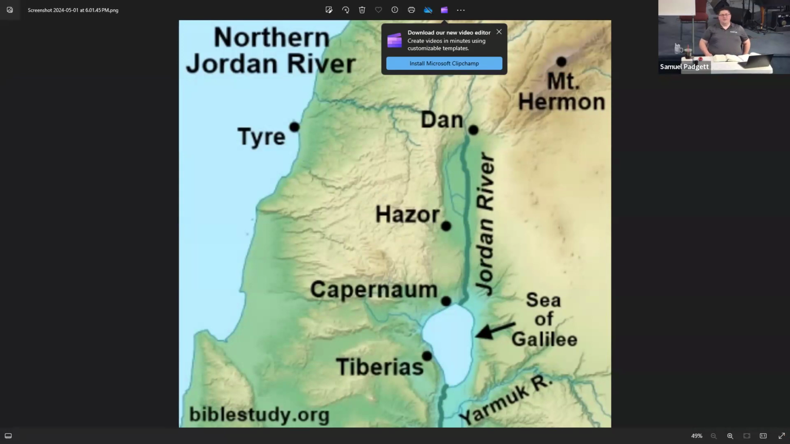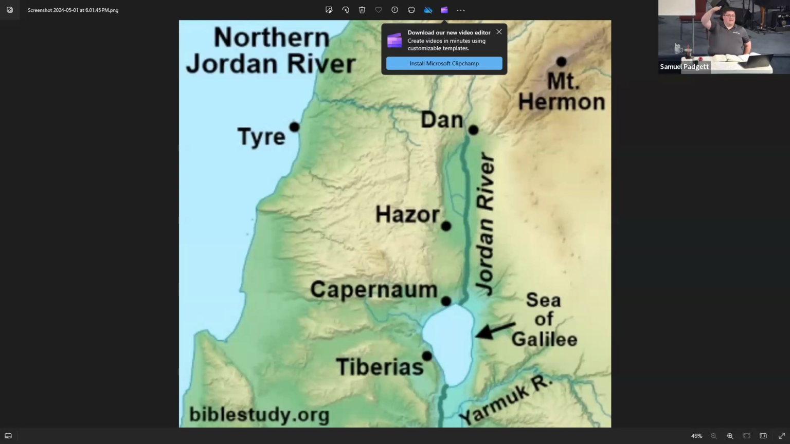Can everybody see that map online now? So at the bottom of it, you have the Sea of Galilee, and it shows Capernaum there. Of course, at this point in David's day, Capernaum doesn't exist. But this is the center of where Jesus's ministry radiates out of, the area of Capernaum.